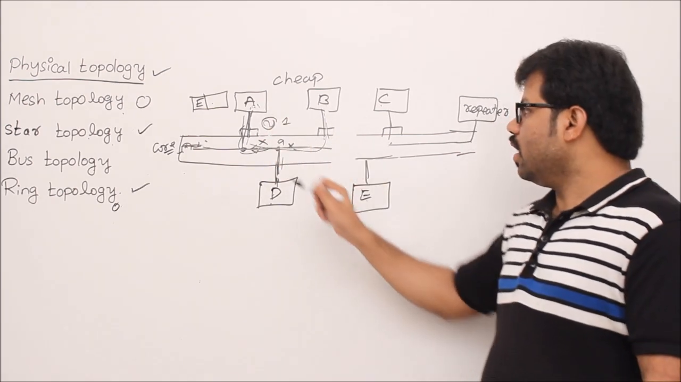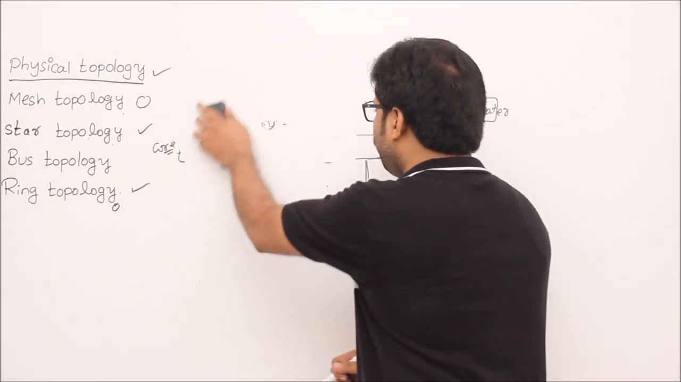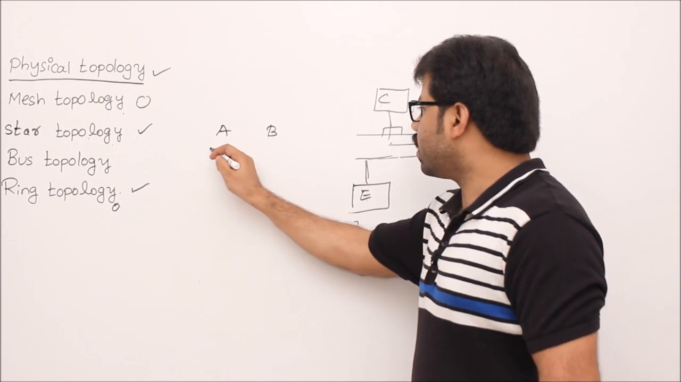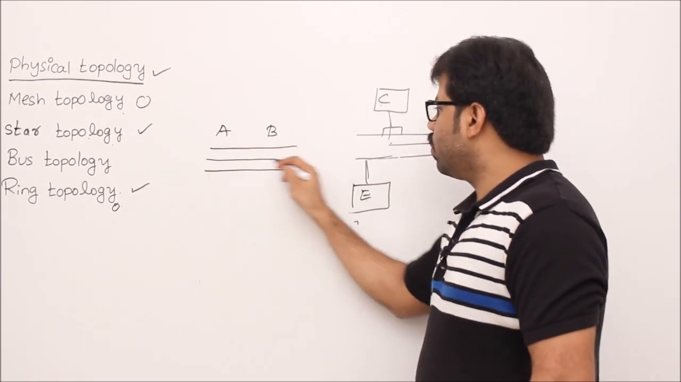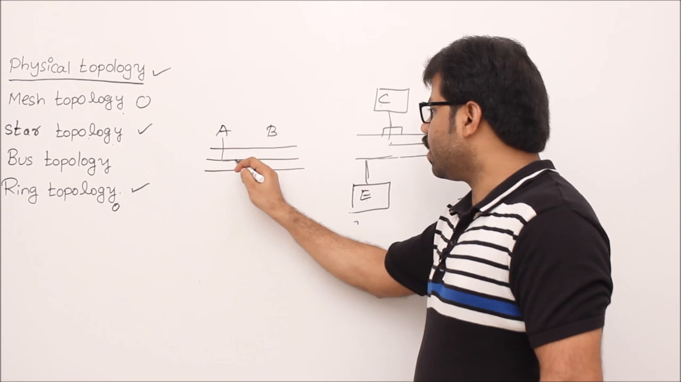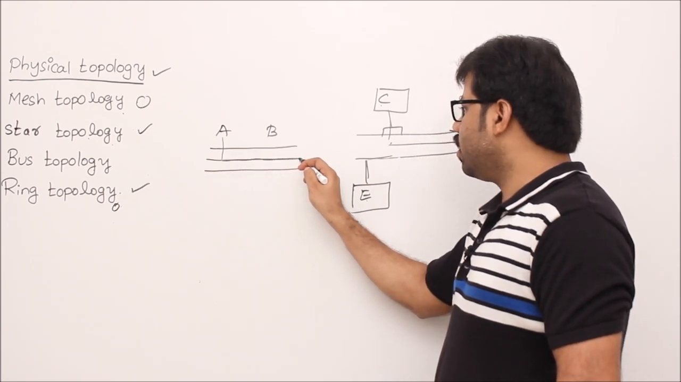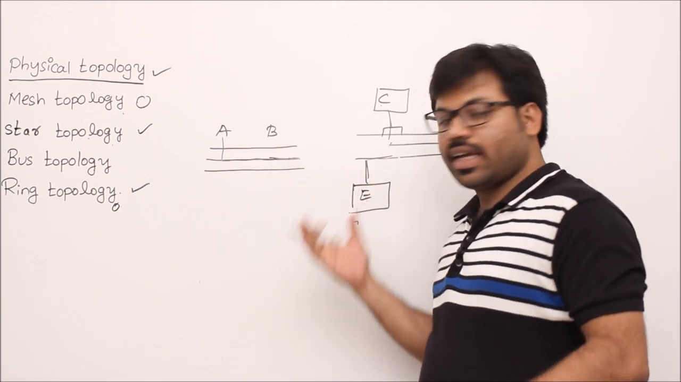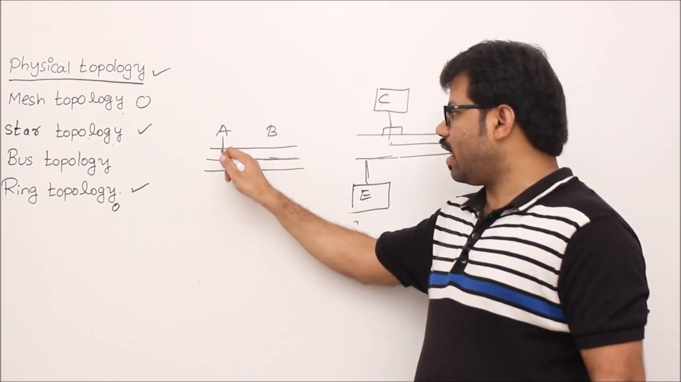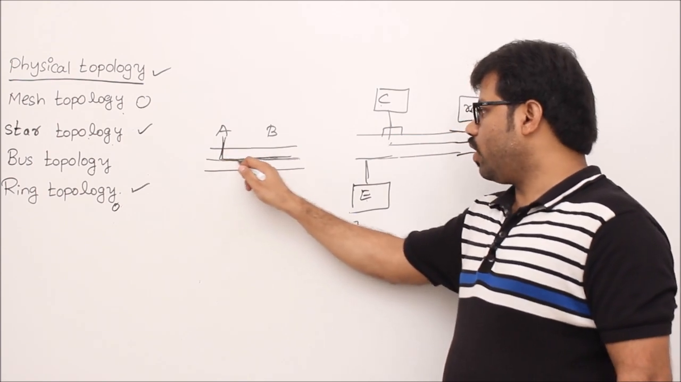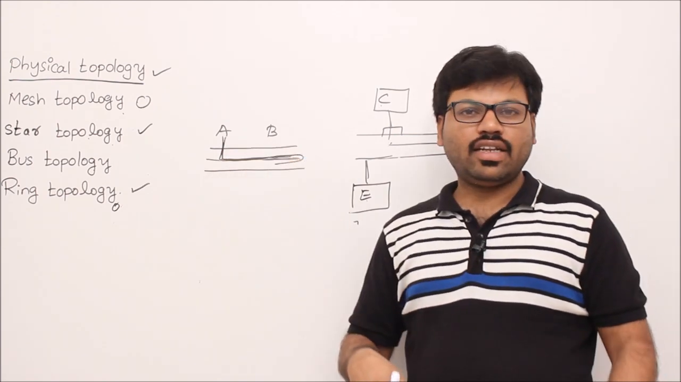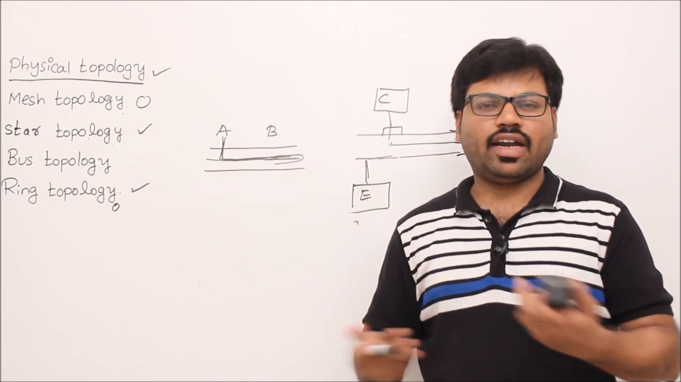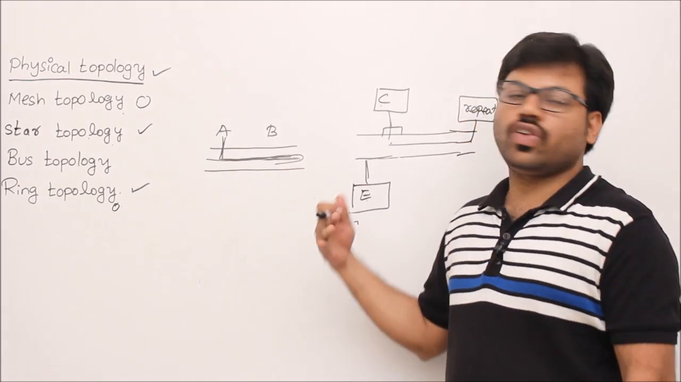I will tell you the reason. See here, A, B, right? This is a cable. Whenever A sends a message, it will come like this. Since there is a break, it will come back, like a backwater. Imagine it like water going like this, then coming back. The water which is coming back will again hit that message and the message will be garbled. So some noise will be created.